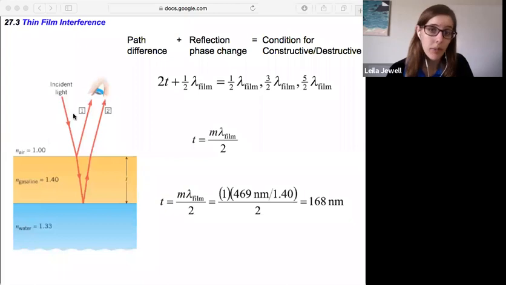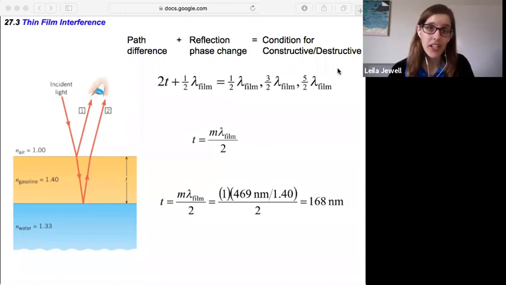That means one of them has flipped, but the other hasn't. So the net phase change is half of a wavelength. If they both flipped by half of a wavelength, then there'd be no net phase change. We wouldn't need this half of a wavelength. But as it is, 2 is out of phase of 1 by half of a wavelength. So we add that in to account for that. And then finally, we set the net change in path difference and phase change equal to whatever our condition is for constructive or destructive interference, depending on which one we want to focus on here.